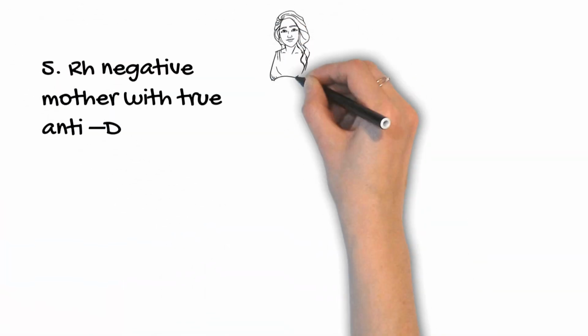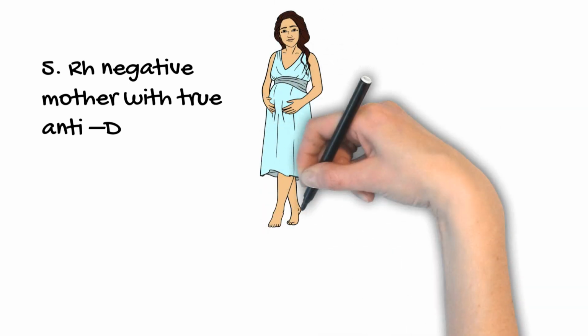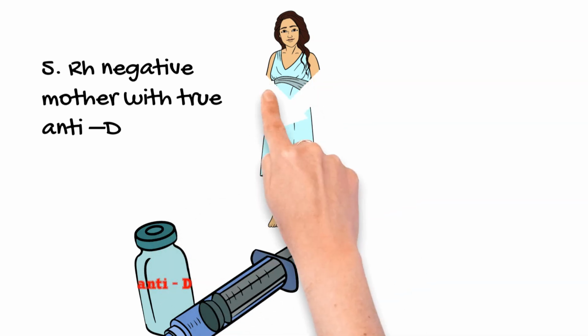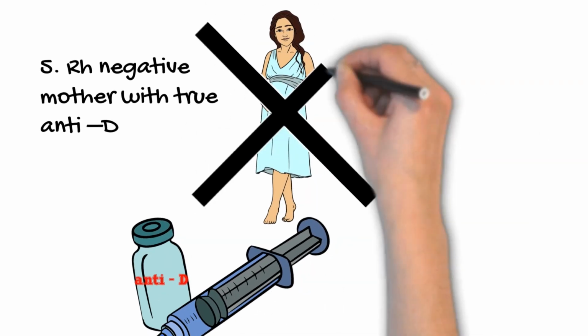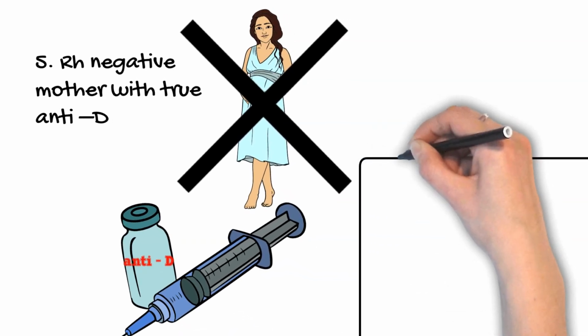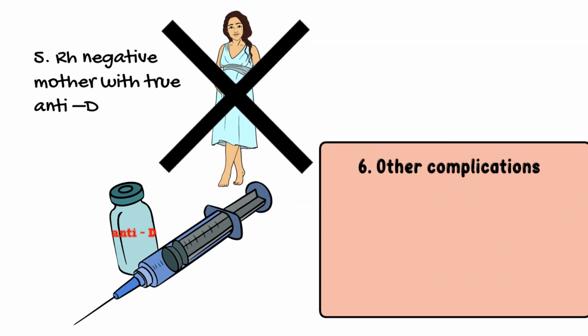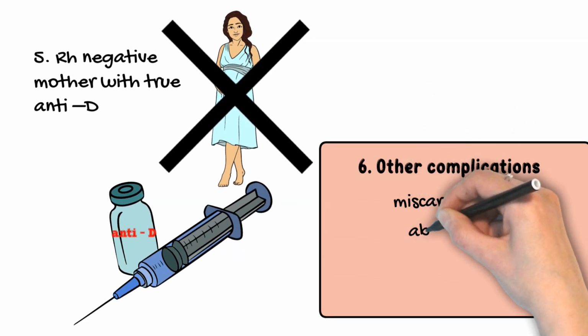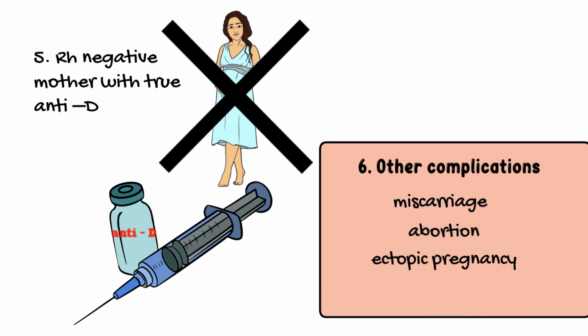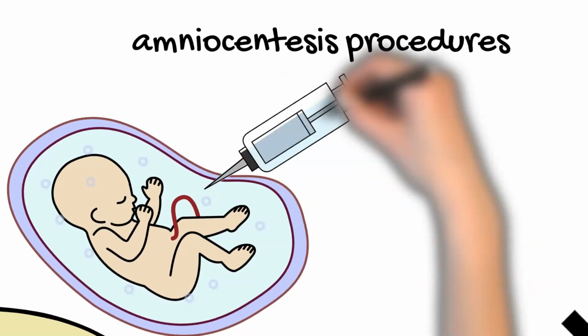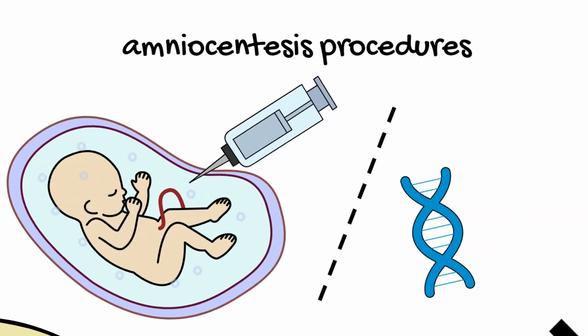Rh-negative mother with a true anti-D. This means the patient has been previously exposed and sensitized. In this case, RhIG will not be given because the patient's own body is already making an anti-D. There are other pregnancy complications that an RhIG would be recommended for. Some examples are miscarriage, abortion, ectopic pregnancy. RhIG is also given to expected mothers who undergo invasive procedures during pregnancy, such as amniocentesis. Amniocentesis is a procedure in which a sample of amniotic fluid from the uterus is drawn for testing or treatment.